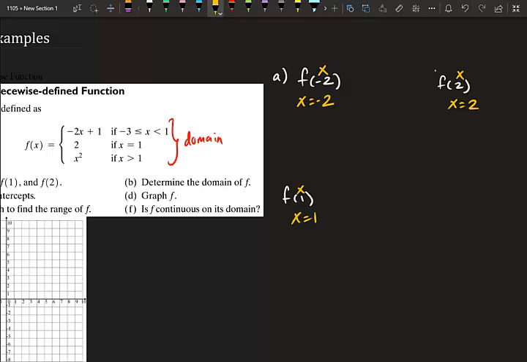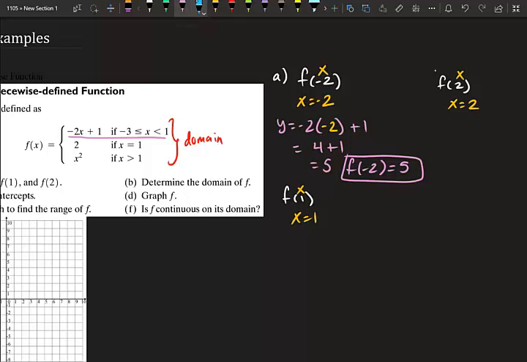So if we have x at -2, if I go all the way to the bottom right here, is -2 greater than 1? No. Is -2 equal to 1? No. Is -2 in between -3 and 1? Yes, it is. So since -2 is in between this function's domain, we're going to plug -2 into that function. So we have y equals -2x, which is -2 times -2, plus 1. So we have 4 plus 1, which is 5. So f of -2 equals 5.